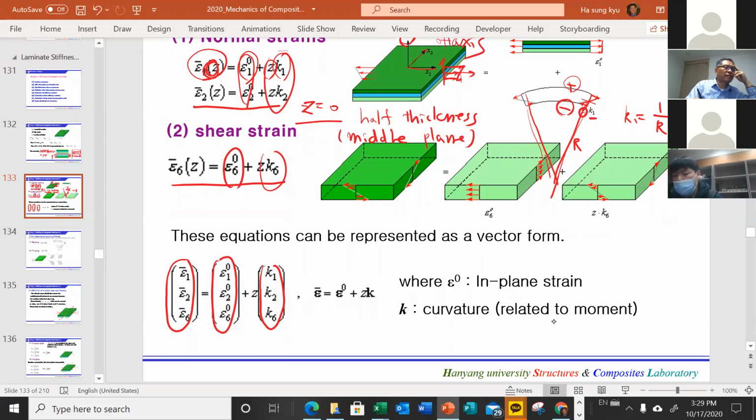So in short, we can say this is the in-plane strain, which is uniform, and this is the curvature, and this is related to bending.